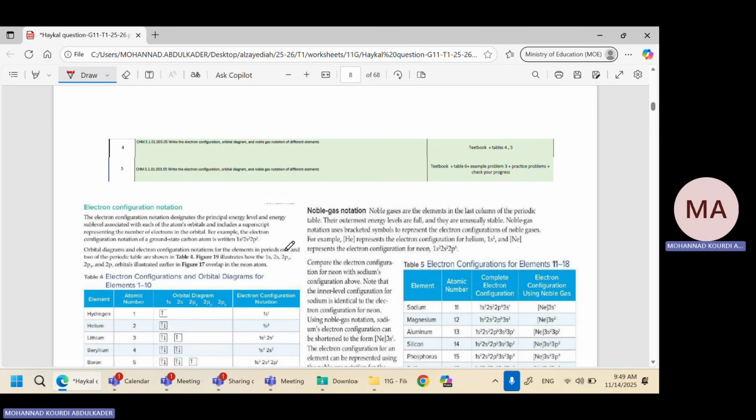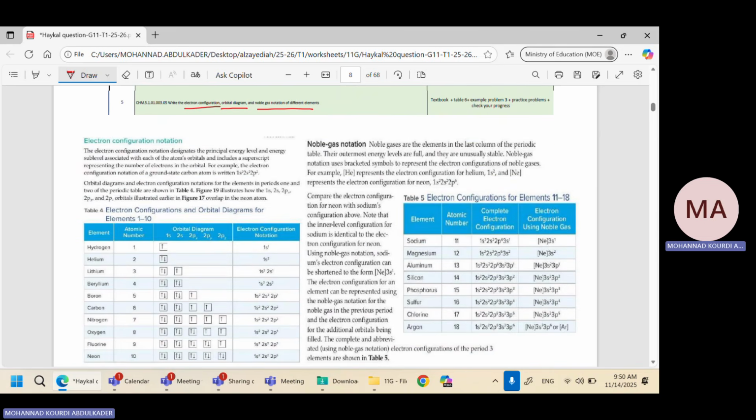Questions 4 and 5 will be based on electron configuration or energy orbital diagram and noble gas notation, which is this one: the orbital diagram, electron notation, and noble gas electron notation.